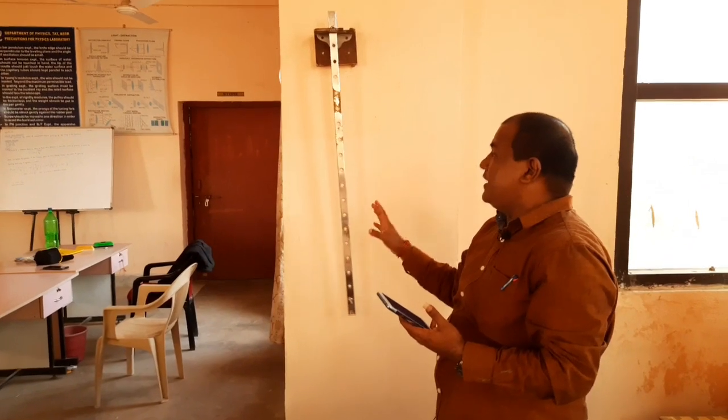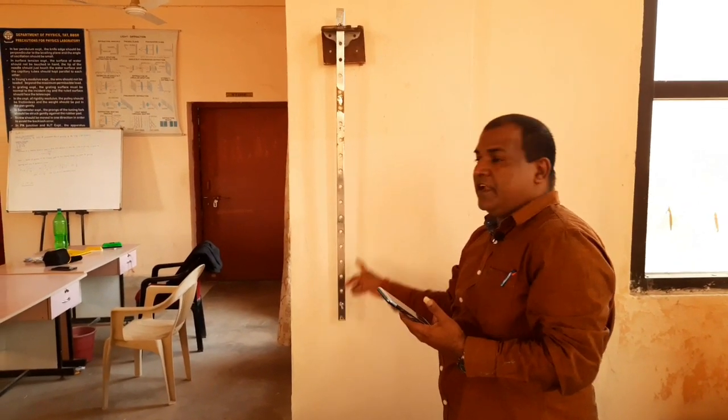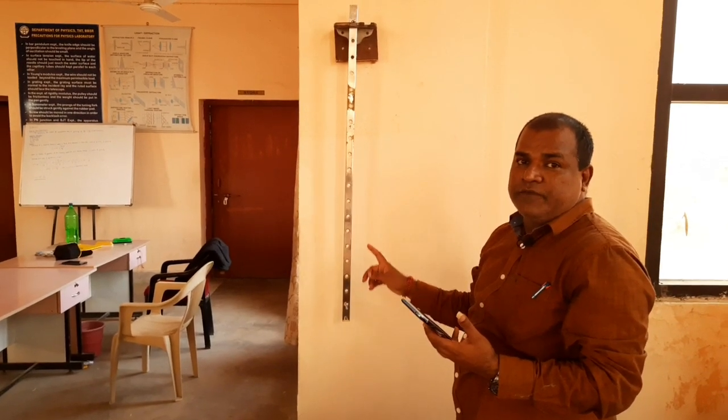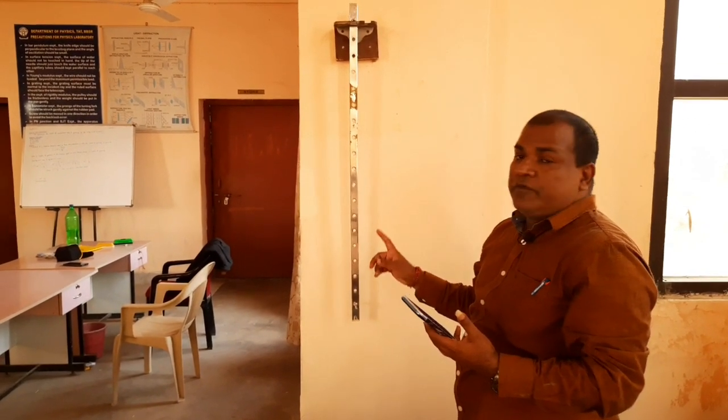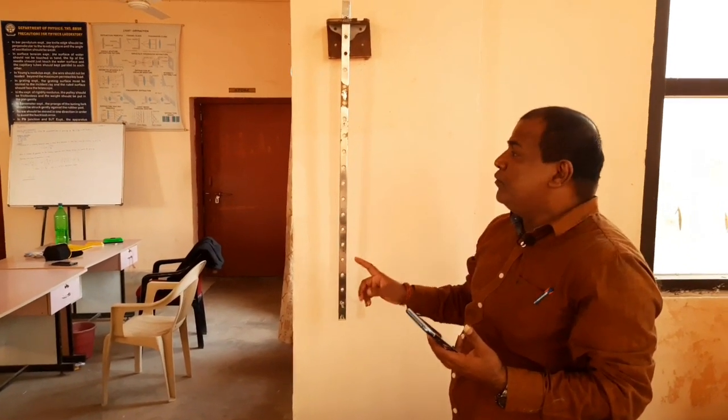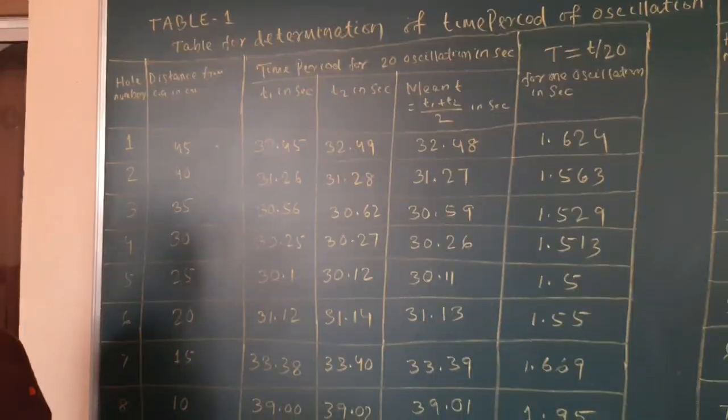Similarly, we have to find another time period for 20 oscillations, that is T2. Then we will find the mean T, that is (T1 plus T2) by 2. Then you have to find capital T, the time period for 1 oscillation. Then we will move to tabulation.